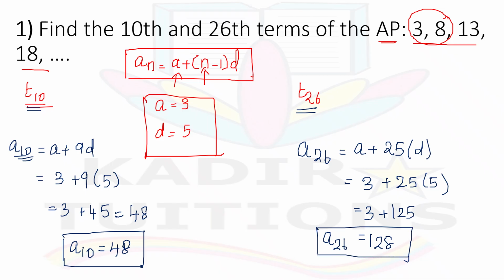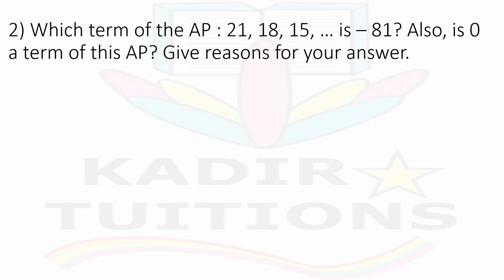We'll see the next question. Which term of the AP is -81? So they gave the AP sequence. In that, -81 will come as one term. Which term is it? Maybe it is the 10th term or the 20th term. That is what we are going to find. And they asked one more question: is 0 a term of this AP? So in this AP, whether we can have 0 as any term? So these are the two questions.